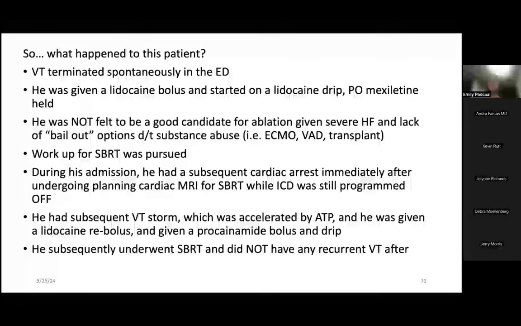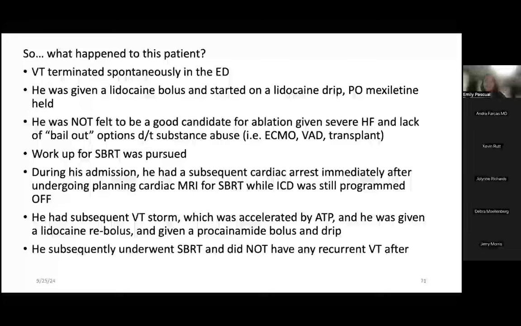He was not really felt to be a good candidate for ablation. Ordinarily, we'd consider potentially going in and doing ablation for someone like him. But because of his history of substance abuse, he also has really poor follow-up. His heart failure is really bad. We didn't feel like there were any bailout options if ablation didn't go well. So for him, we decided to do something called SBRT. So that's essentially where we do radiation therapy for VT. So it's another form of ablation, just not that typical form where we use catheters.